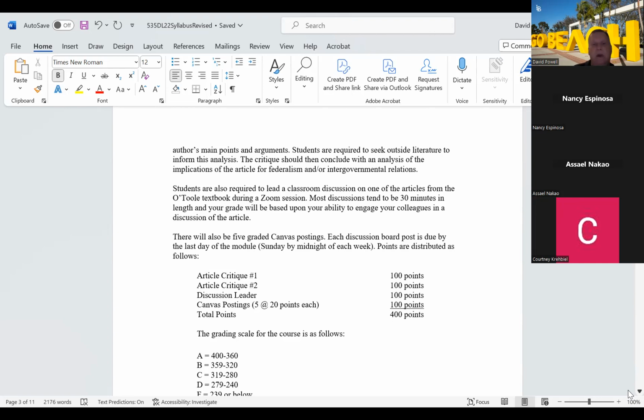And then you'll have a discussion leader assignment. And the discussion leader assignment, you'll be selecting one article. Again, it'll be either from the O'Toole textbook or one of the articles that I've provided for you on our Canvas site. I have that article sign-up sheet you've probably seen under our announcements.